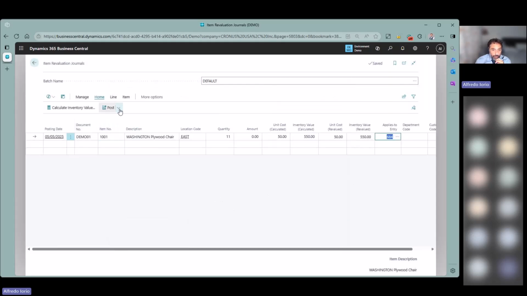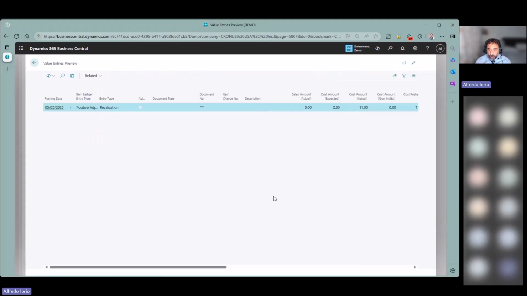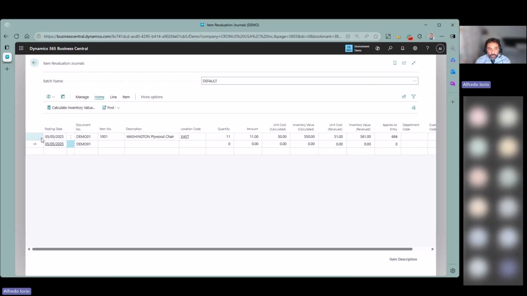If I change the value and revalue at 55, for example, because actually let's do 51, because let's say I forgot to use overhead applied, and now my inventory of 50 should be 51, like the example I made before. If I do preview posting, I get one value entry, revaluation, and it's really adjusting $11, because it's $1 difference for 11 units, but it doesn't update what I shipped because I'm posting as of today.